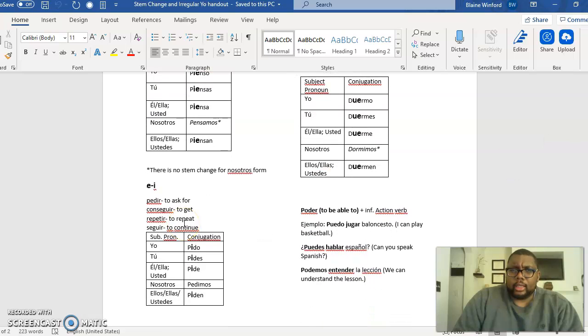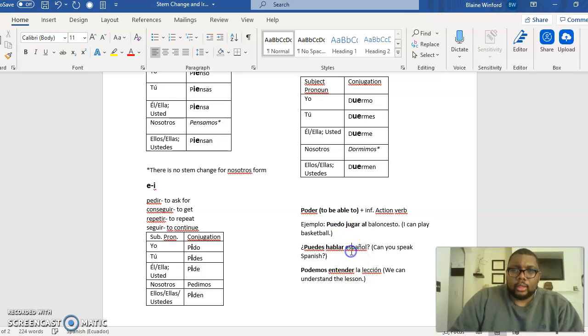And before we get to E to I stem changes, let me go to this bottom right hand corner where we talk about poder, which means to be able to. So you can use this word in tandem with other verbs. Whatever you are able to do won't be conjugated, right? So we just have to conjugate poder to say, you know, I can play basketball, for example. Puedo jugar al baloncesto. Let me put that in there.